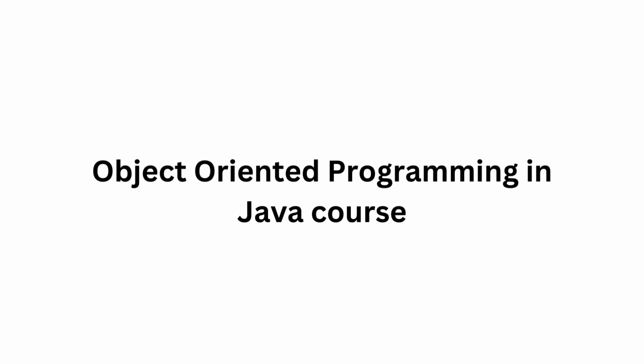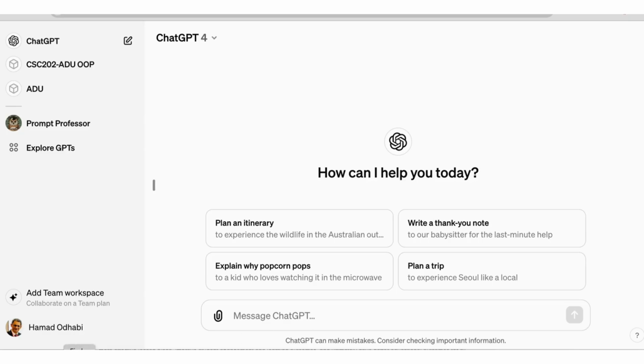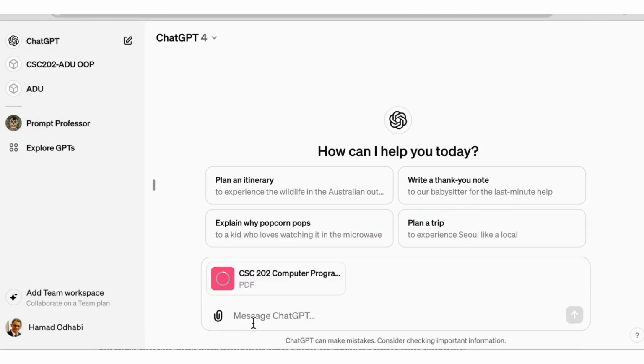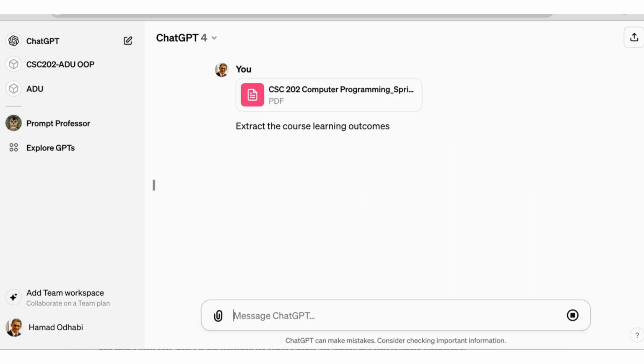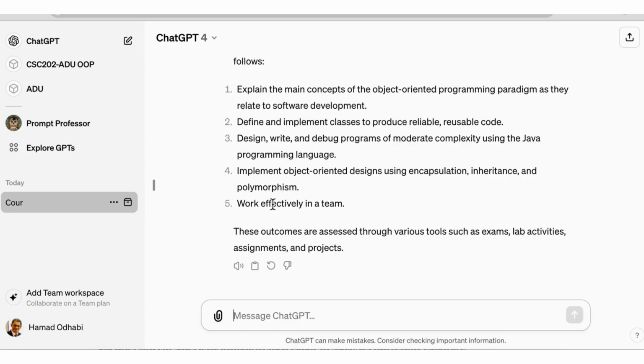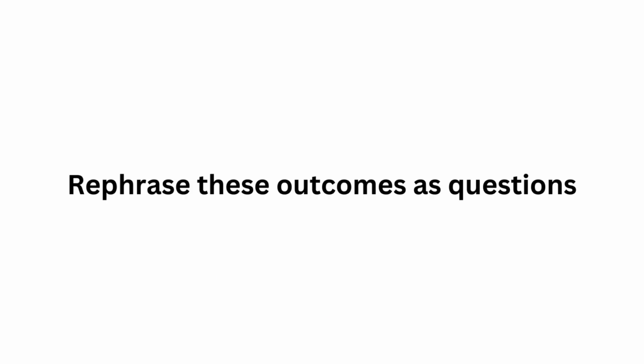For my object-oriented programming and Java course, I initially extract the learning outcomes. Recognizing that some students may find the standard language of learning outcomes challenging to engage with, we'll employ ChatGPT to rephrase these outcomes as questions, aiding students in understanding how they can meet these objectives.